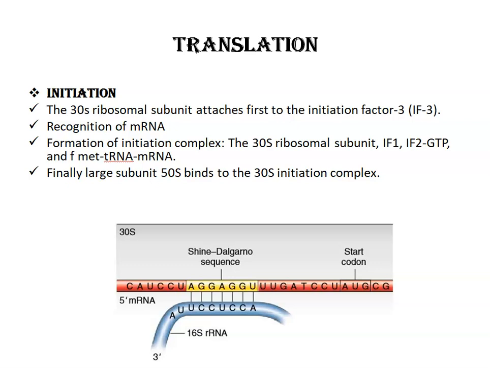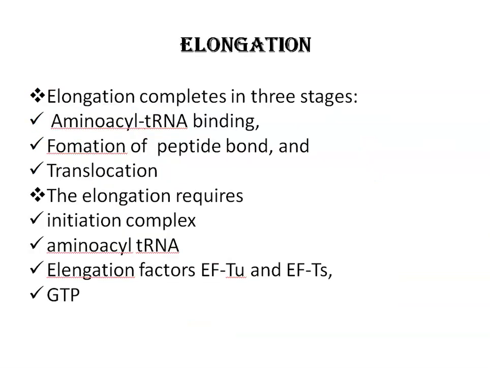Next step is elongation. Elongation completes in three stages. First is aminoacyl tRNA binding, second is formation of the peptide bond, and then translocation. Aminoacyl tRNA binding means first the formyl methionine tRNA binds to the P site, while the other tRNA binds to the A site and shifts to the P site during the initiation of prokaryotic translation.